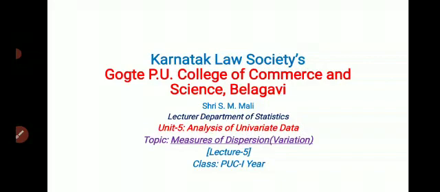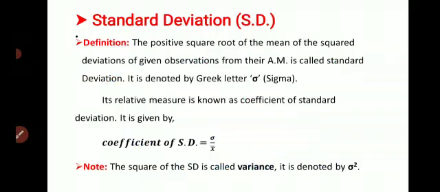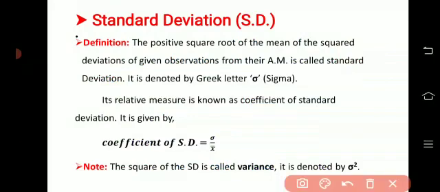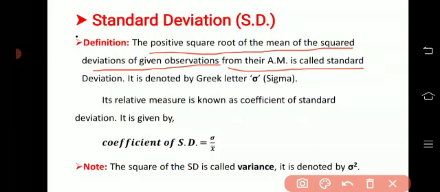Here I am going to upload that last class also on mean deviation, and today we are going to study the standard deviation. First we will study the definition of standard deviation. The positive square root of the mean of square deviations of given observations from their arithmetic mean is called standard deviation. It is denoted by a Greek letter sigma.